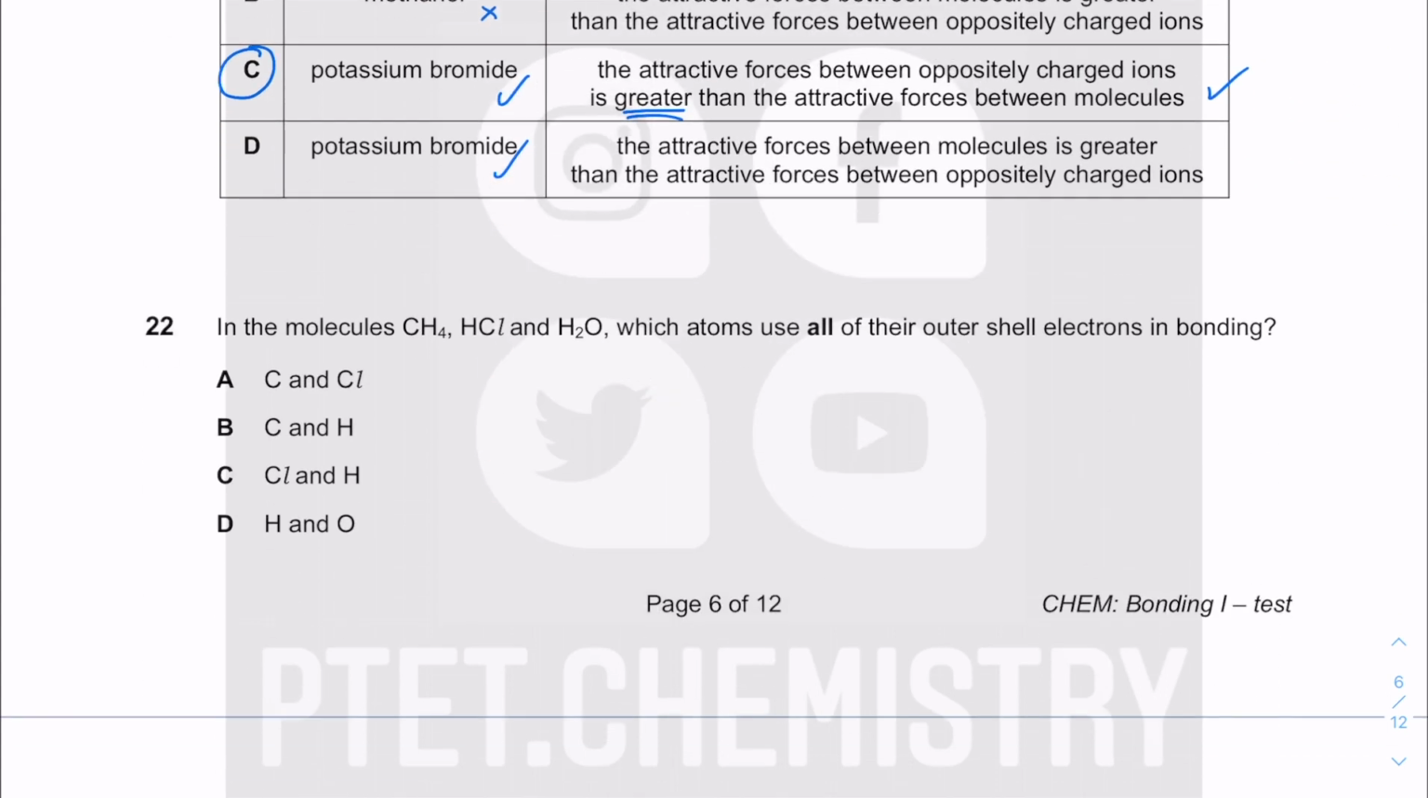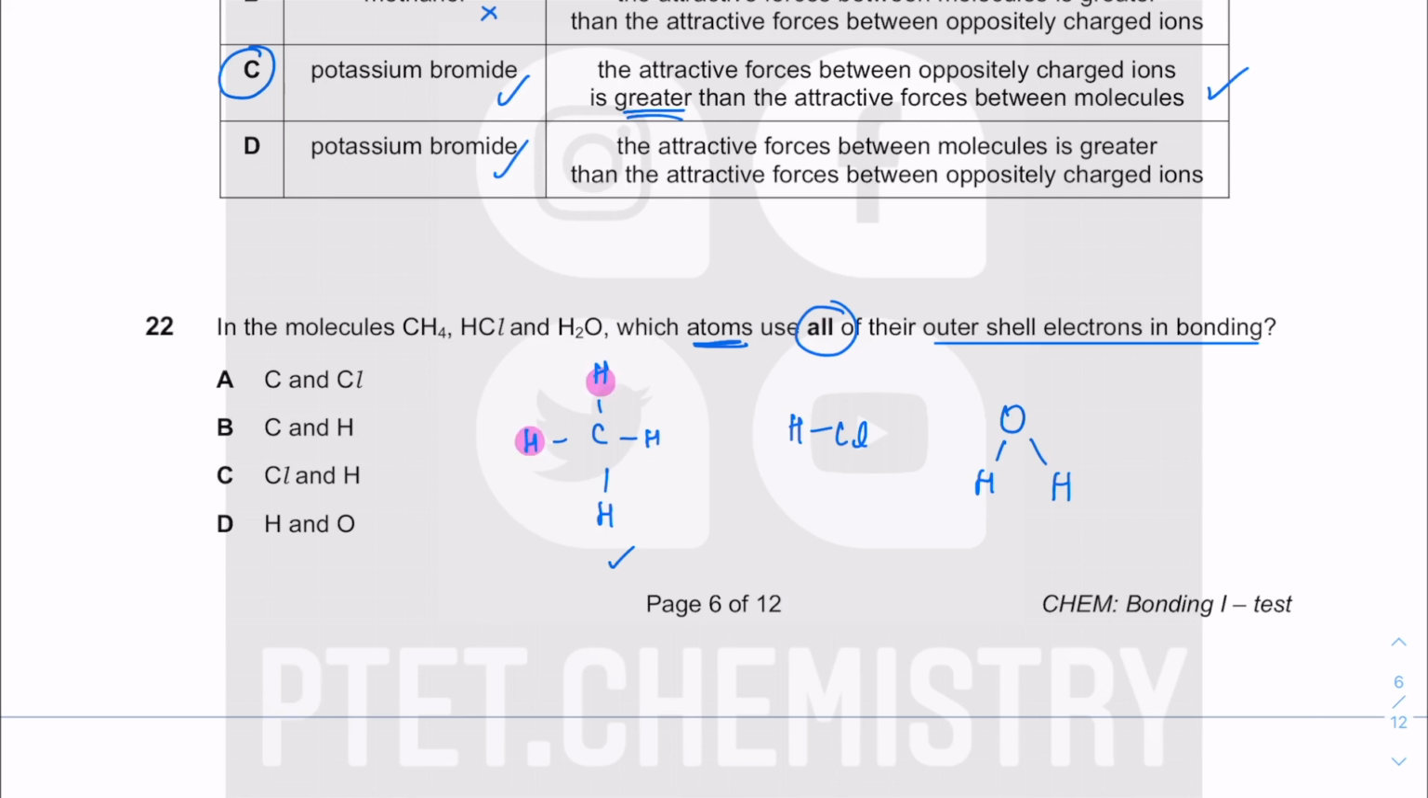Question 22. In these molecules, CH4, you'll be able to draw the display formula very quickly, because that is what you're supposed to know from the syllabus. Which atoms use all of their outer shell electrons in bonding? Well, I can tell you which atoms. This one uses all the outer shell for bonding because the carbon has 4 outer shell electrons. So the carbon uses 1, 2, 3, 4 for bonding. The hydrogen has 1 outer shell electron, and they use their only outer shell electron for bonding. Therefore, it's carbon and hydrogen.